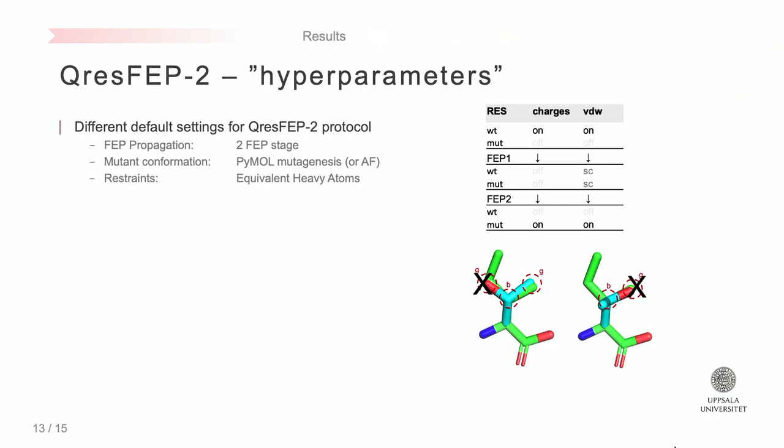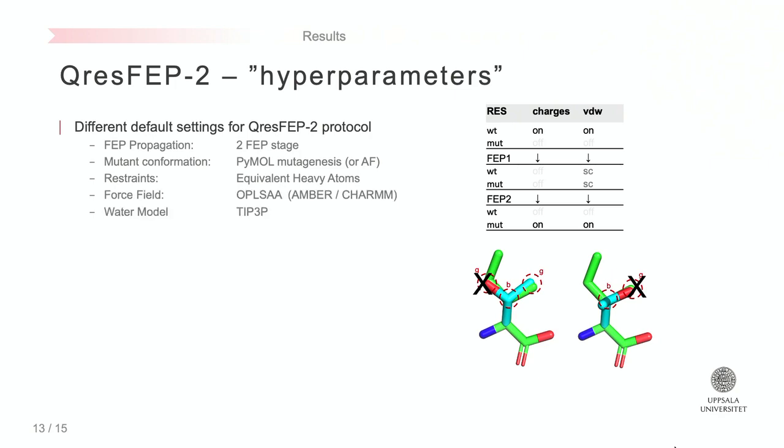Right now, a very quick way to generate the mutant conformations is with PyMOL mutagenesis, but we have also used AlphaFold predicted mutant conformations, which does not improve the results as much as we hoped. And for restraints, we are now using restraints between equivalent heavy atoms. So when the mutant conformation is predicted to overlap with the wild type, we would use, in this case, only the restraints on these C beta and gamma, and not on the oxygen, because it is a different atom type than the carbon in the wild type.